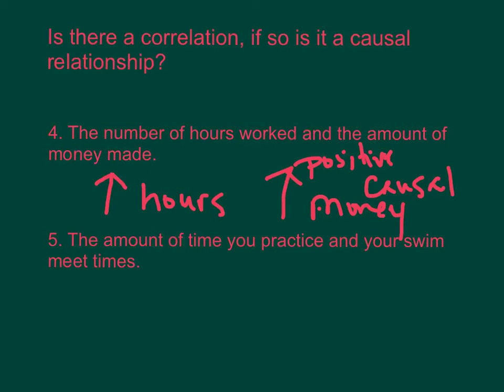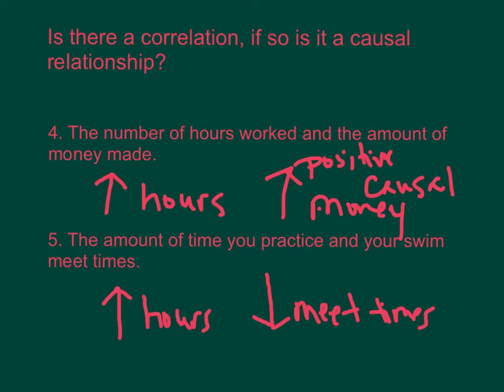The amount of time you practice and your swim meet times. If you increase the hours you practice, the time it takes you to swim, say 50 meters or 100 meters, should decrease your meet times, meaning the time it takes you to make a lap should decrease. This is a negative correlation because one increases and one decreases. And it is causal. If you change your practice time, you will expect your meet times to change. If you stop practicing, you would expect your times to increase.